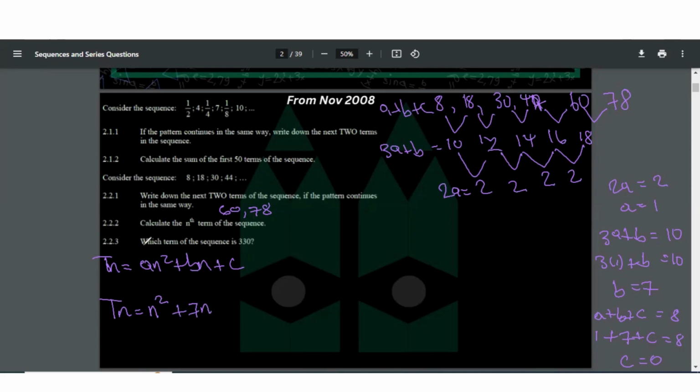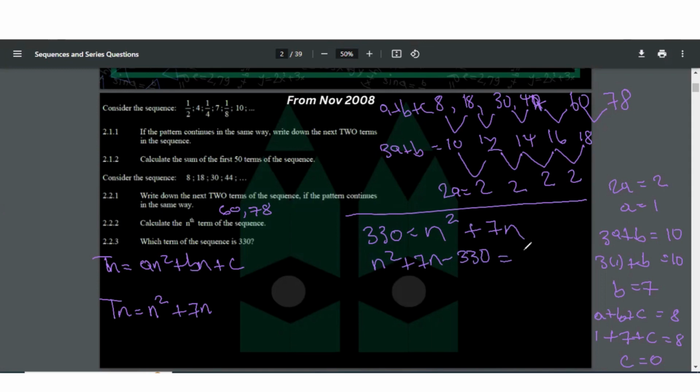The last question says, which term of the sequence is 330? Okay, cool. So it means that if Tn is equal to 330, which term of the sequence is that? In other words, 330 is equal to our nth term, and so we need to find n. To find n, we need to make 330 cross the equal sign, and then we're going to have n squared plus 7n minus 330 is equal to 0.